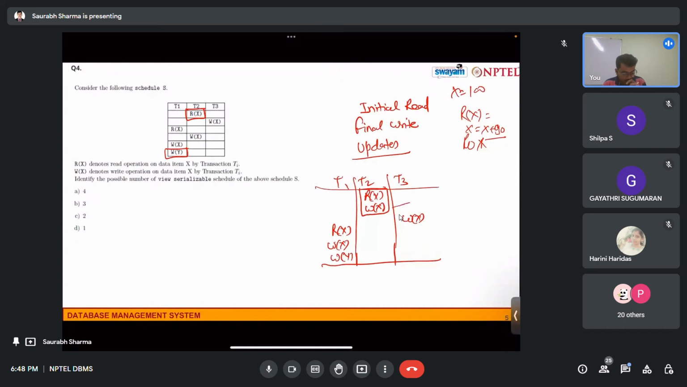The second, what we can do, we can bring these two as they are, we just step up this. Okay, so what we see, there will be Rx, there will be Wx, there will be Rx, then Wx, then Wx, then the last W.